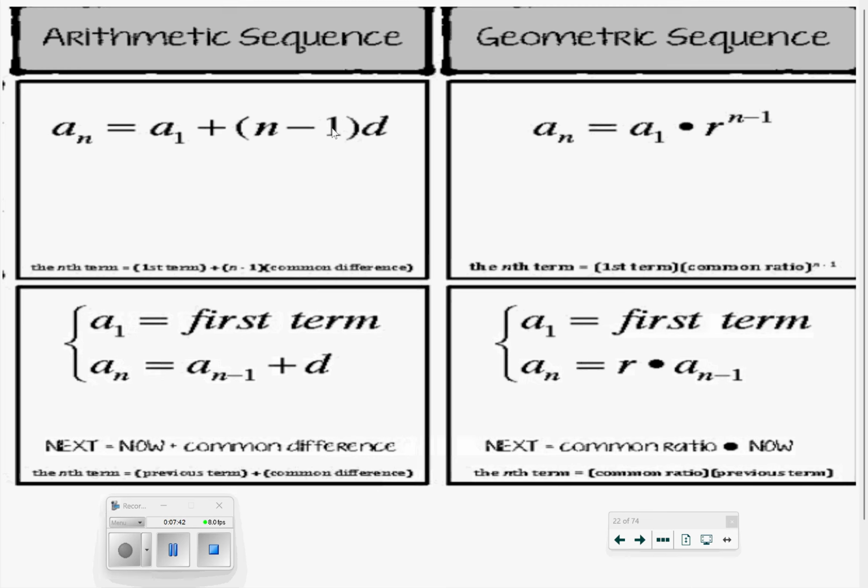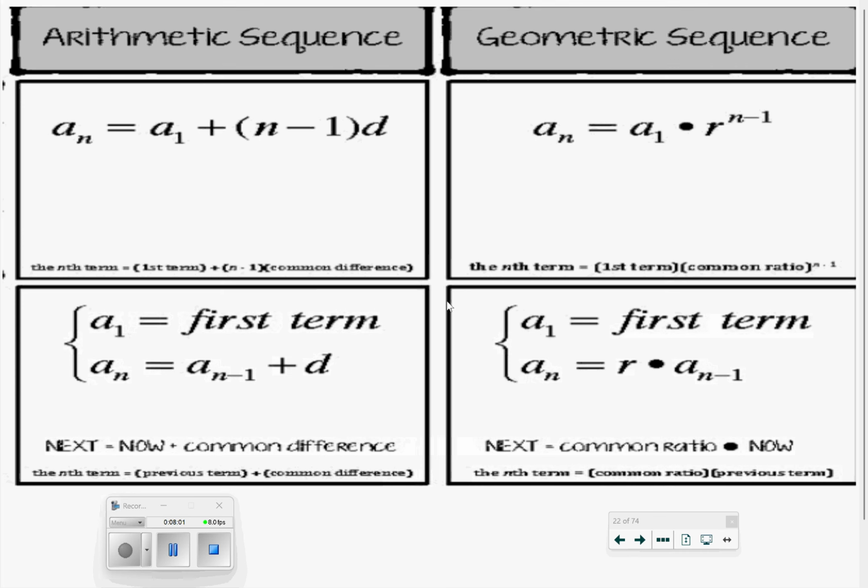This n minus 1 is taking whatever term and going back 1. And then you're going to multiply it by the common difference. Okay. Now this is the explicit formula. This is the recursive formula, meaning it reoccurs. You take the previous term and add it with the common difference.